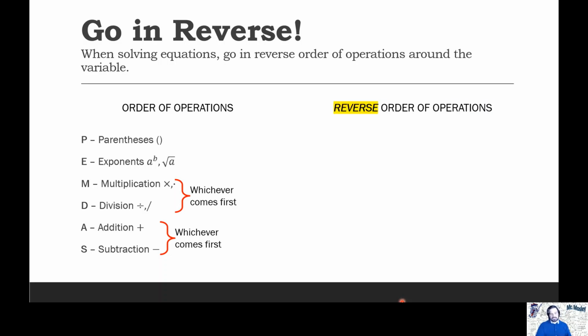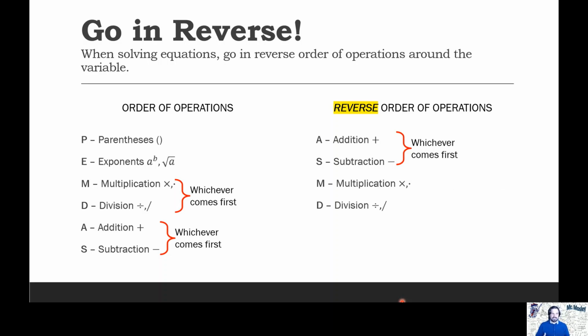The reverse order of operations, we first do addition or subtraction around that variable. What can I add or subtract to get closer to having that variable by itself? Once again, we have to do whichever comes first. Then we move on to multiplication and division. And again, whichever one, as I work towards that variable being by itself, comes first. Then we would move on to exponents, and finally parentheses. We try to strip these things away in reverse order where we can.